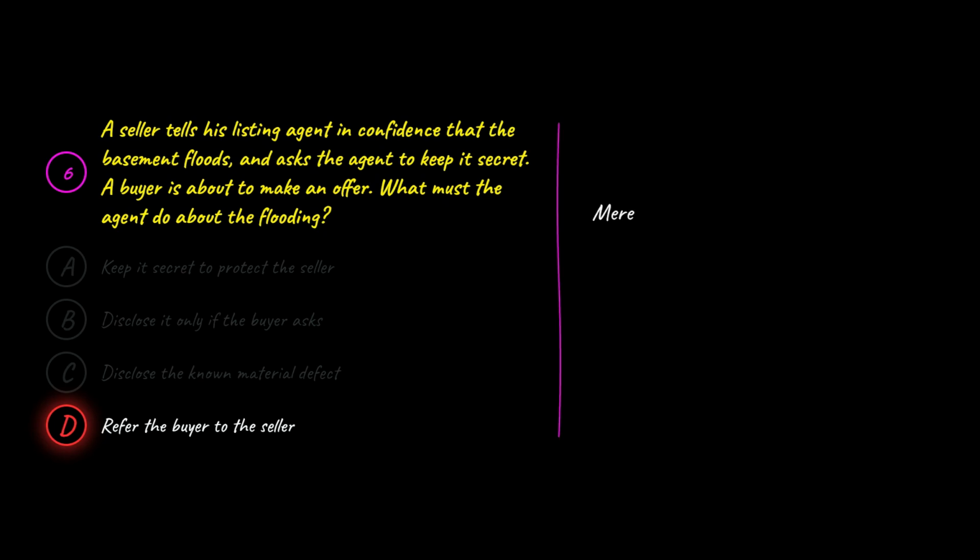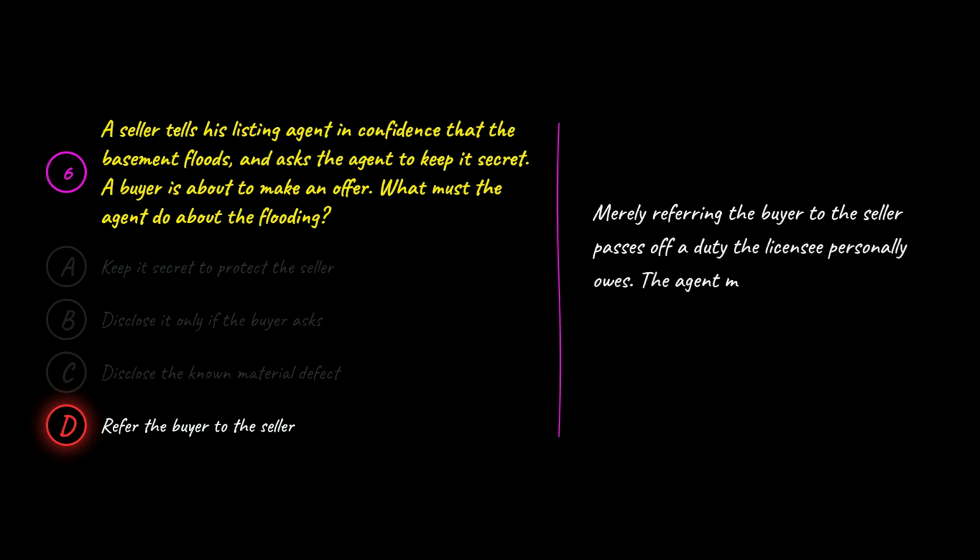D is wrong because merely referring the buyer to the seller passes off a duty the licensee personally owes. The agent must disclose the known defect directly rather than leaving it to a seller who wants it hidden. A seller's agent owes loyalty and confidentiality to the seller, but that same agent can never help hide a known physical defect from a buyer. Understanding exactly where confidentiality ends and honesty takes over is the key to this rule.